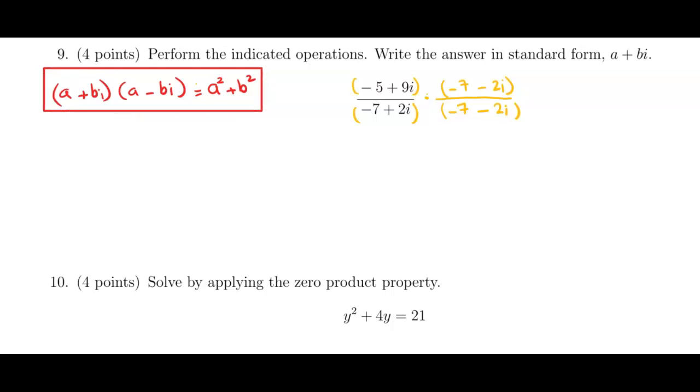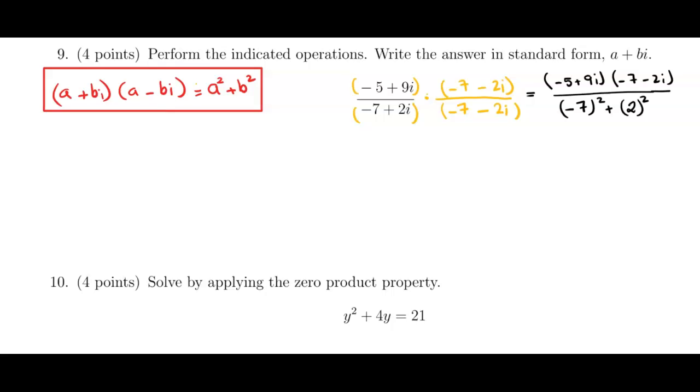So what's going to happen on the bottom side? The bottom side would be minus 7 squared plus 2 squared. All right. The top, you just have to deal with the distribution. So you're going to be minus 5 plus 9i, and then times minus 7 minus 2i.